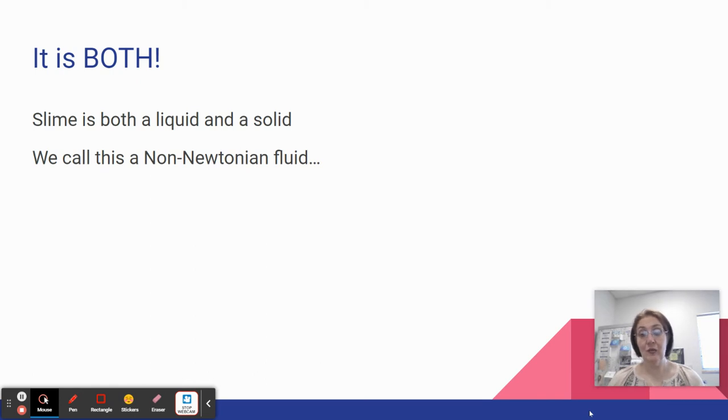And there's a fancy word for something that's a liquid and solid, and it's called a non-Newtonian fluid. All right, you don't need to know what a non-Newtonian fluid is. All you need to know is that there are some things in the universe that can exist in two states of matter, both liquid and a solid, together at the same time. And there's a couple other things that we'll be talking about that have the same principles as slime does, where it's called a non-Newtonian fluid.